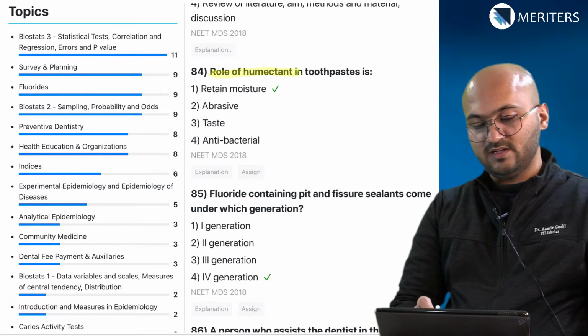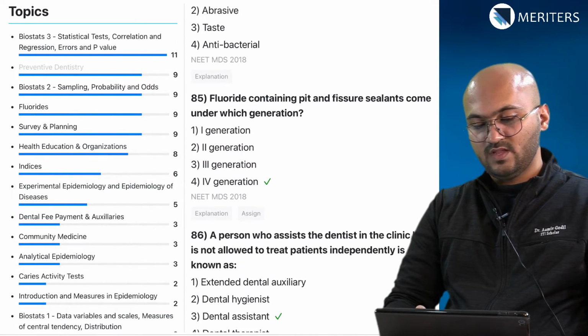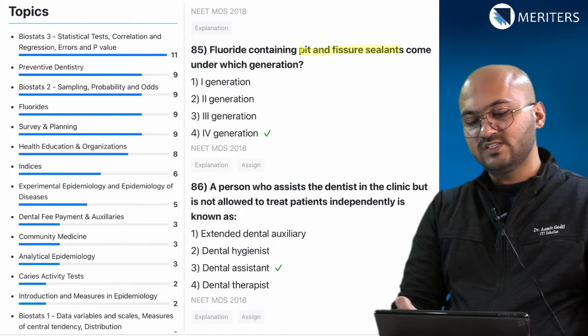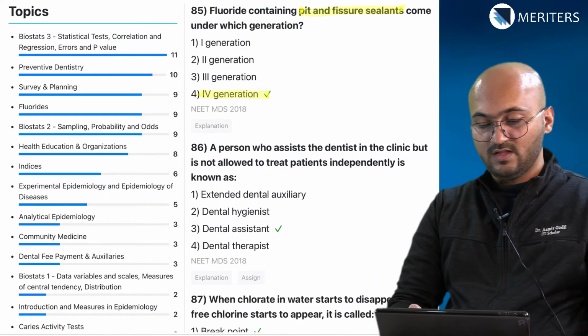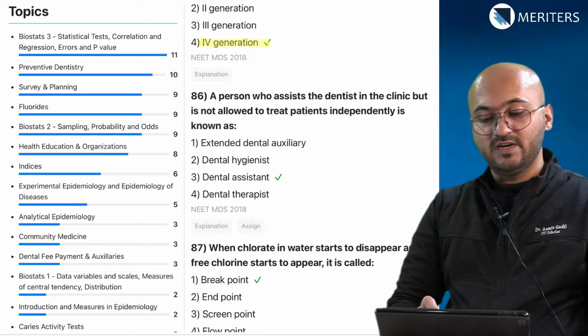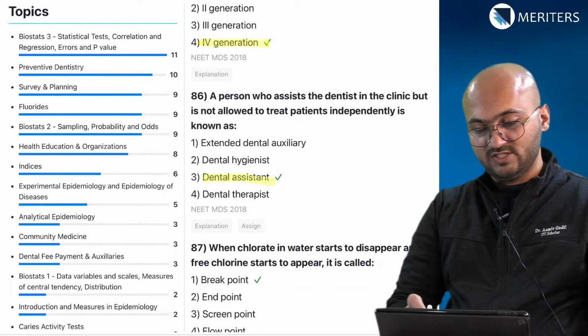Role of humectants, again a repeat question. Fluoride containing pit and fissure sealants come under 4th generation. This is a repeat question. Person who assists in clinic but is not allowed to treat is a repeat question.